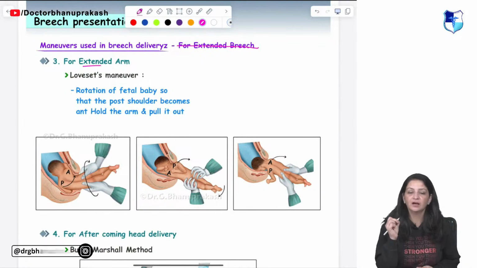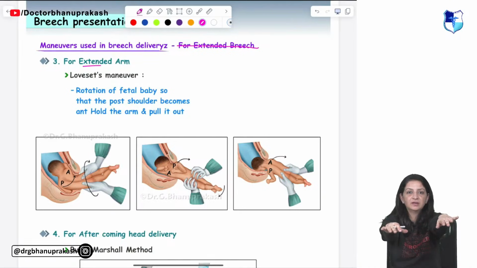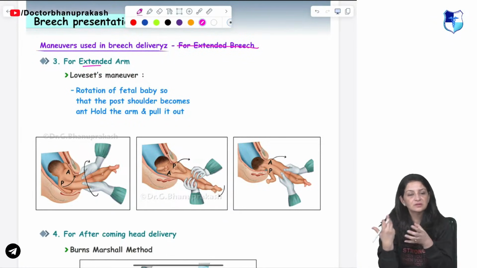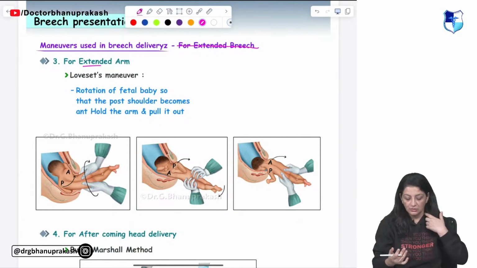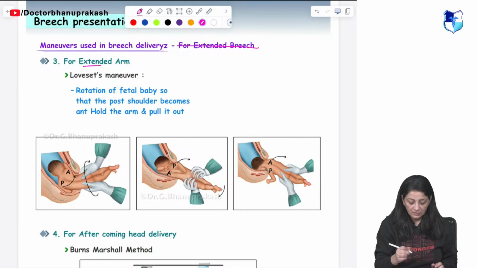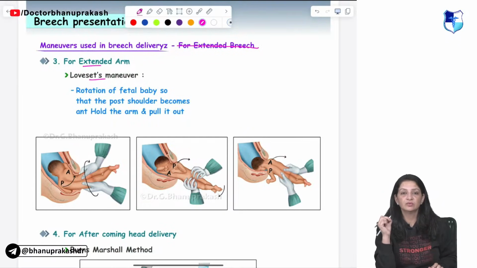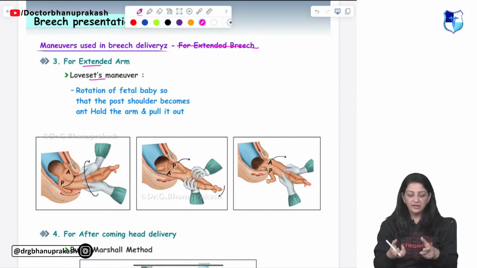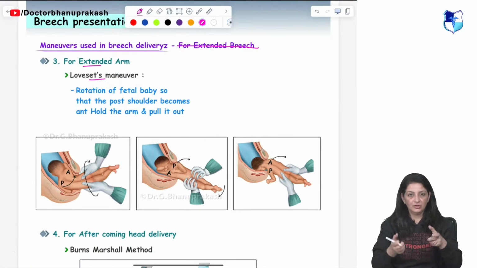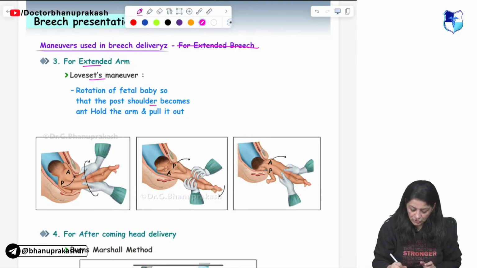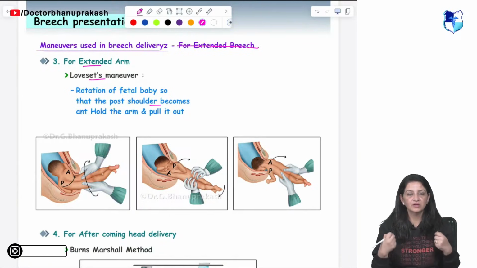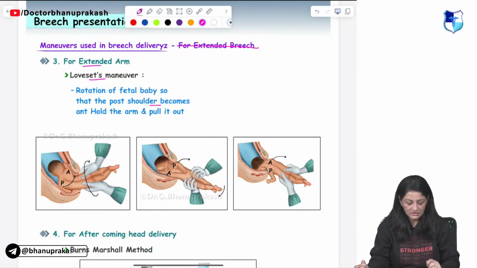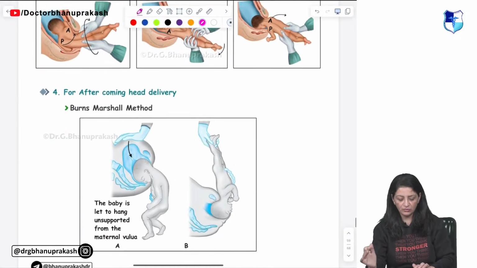For extended arm. If the arms of the baby are like this, the legs have been delivered, the trunk has been delivered, then what is left? Arms and head. Okay. So in case of extended arms, Løvset's maneuver. Just rotate the fetal body so that the posterior shoulder becomes anterior. Okay. In this way, by rotation, we can remove the arms of the baby. This is called Løvset maneuver. Just remember the name of the maneuvers.